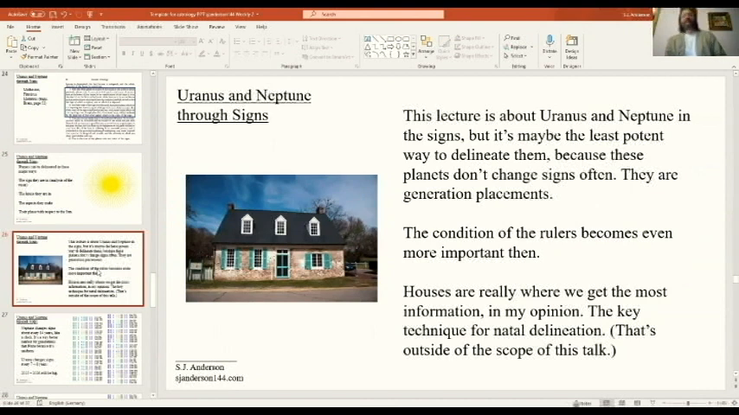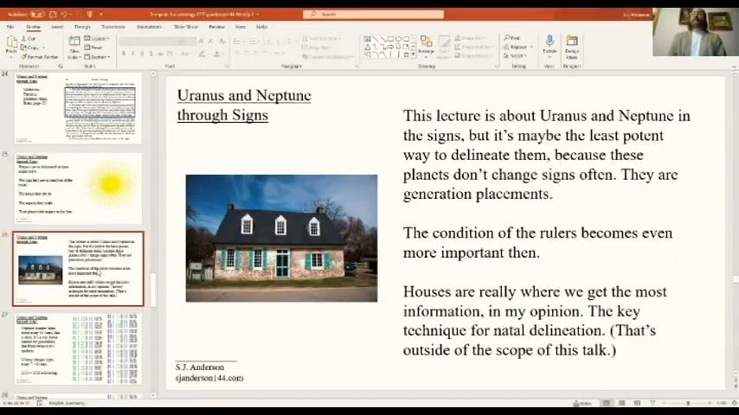So next we have Uranus and Neptune in the signs. Like I was just saying, maybe the least potent way to delineate them, because these planets don't change signs often, they're generational placements. That's the thing I want to say here. We're talking about themes for generations and describing whole large groups of people when we talk about Uranus and Neptune in the zodiac signs. And that's what I'm going to do here in this talk. I'm going to show you how that works with some examples. The other thing is that the condition of the rulers become even more important then.